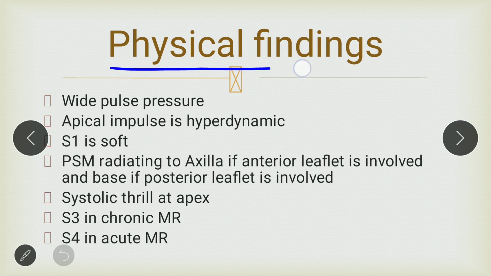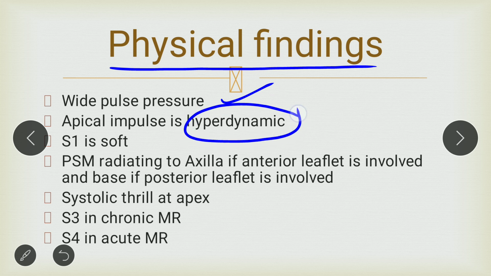Physical findings. First, there will be wide pulse pressure because of the increased cardiac output. Next, the apical impulse will be hyperdynamic. That is, the apical impulse will be occupying more than one intercostal space. S1 will be soft because S1 is produced by the closure of the mitral leaflet. If the mitral leaflets are unable to close, naturally your S1 will be soft.